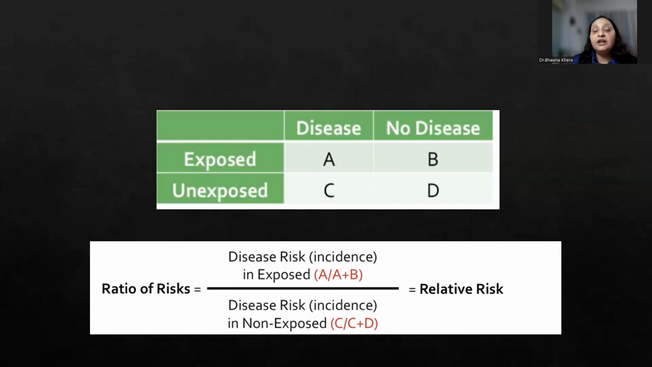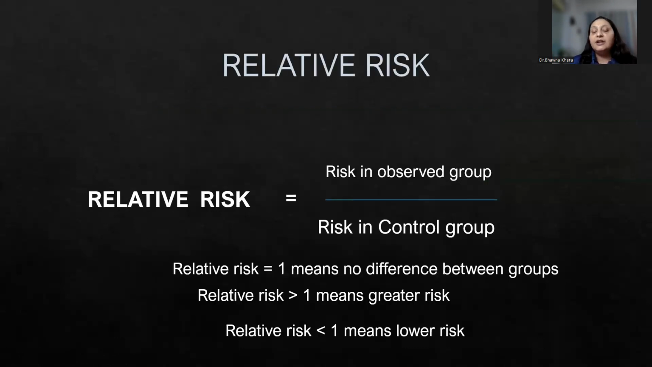Now, how do we interpret relative risk? If this ratio comes out to be 1, that means the numerator and denominator are equal. So risk is equal in the observed and control group. So it means no difference between groups. If we say that relative risk is more than 1, it means in the observed group, the risk is more as compared to the control group. So there is greater risk.